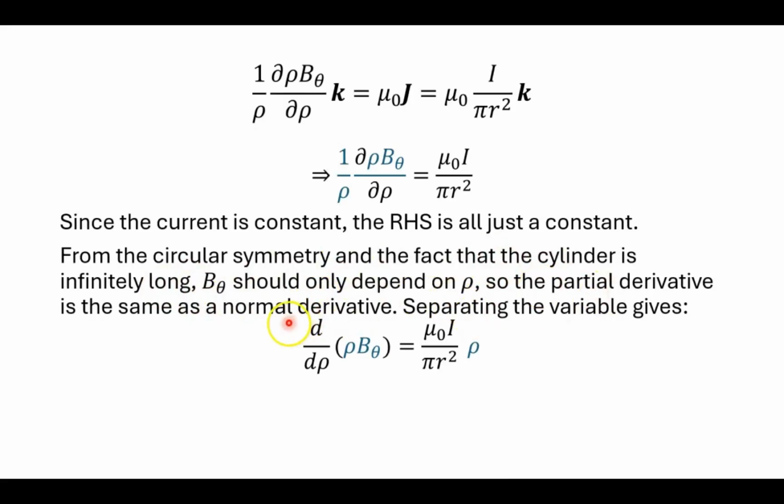The partial derivative is the same as a normal derivative. We can just write it as d/dρ. And then we just separate the variable, moving the ρ to the other side, and we get this.